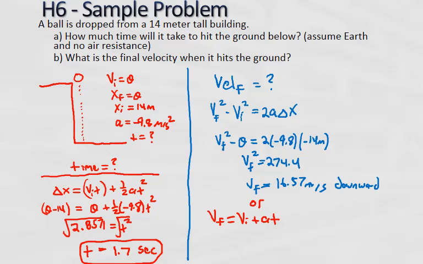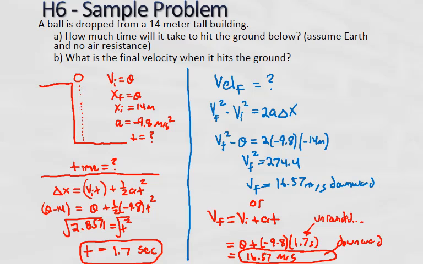We could have also used V final equals V initial plus acceleration times time, because now we know time, and we will get the same thing there.